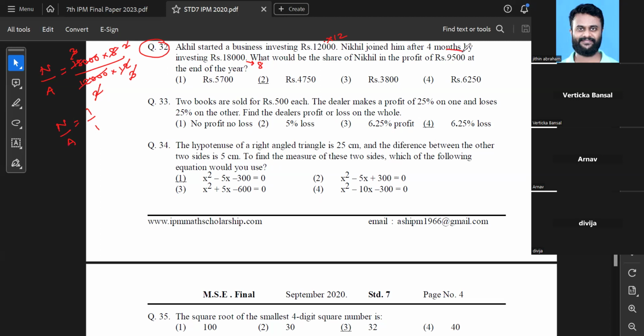So in this case, if the total profit is 9,500, both of them should get an equal half of it, which means 4,750 for Nikhil as well as 4,750 for Akhil. Option 2 will be your correct answer.